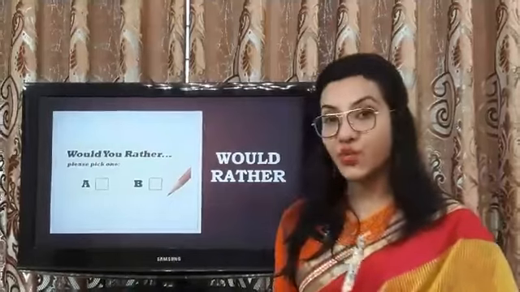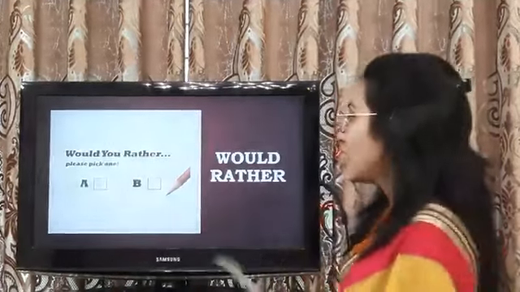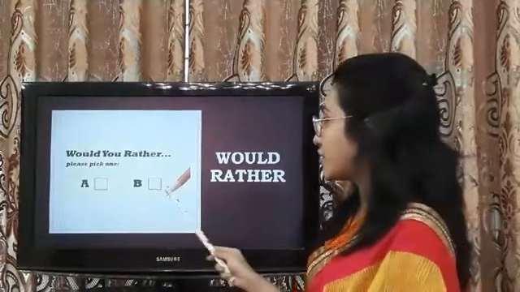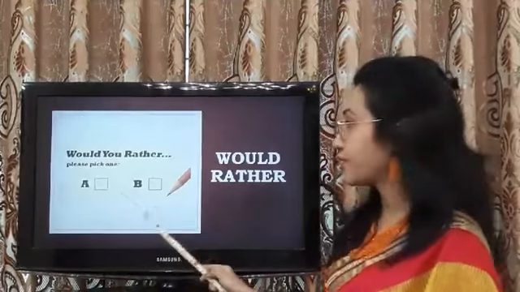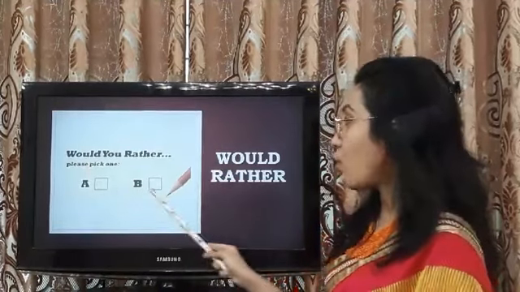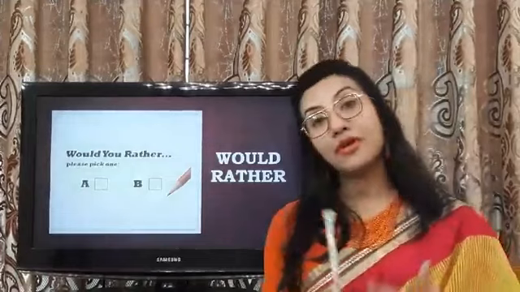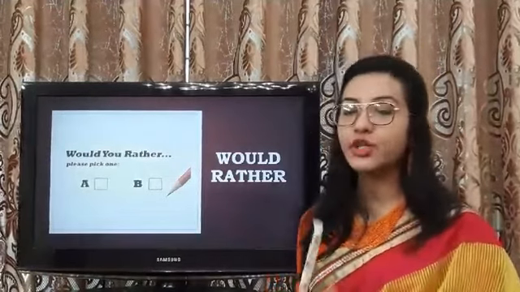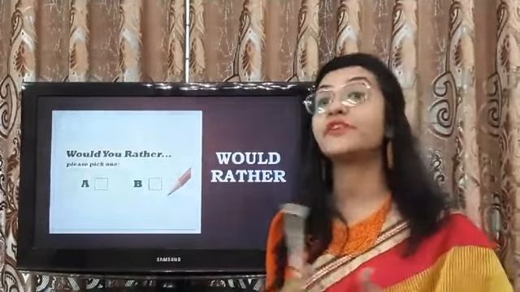Moving on to the next one, would rather. Now as you can see in this picture, there are two options given. Please pick one, A or B. So when we talk about action, it is very clear to understand that we have preferences.